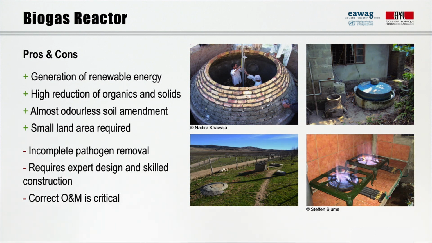This technology has the clear benefit that no energy is required for operation, but energy is actually produced. A high reduction of organic matter and particles can be achieved. The digestate is almost odorless and still contains all the nutrients, so it can be used as an excellent fertilizer. However, the agricultural application has to be done correctly and carefully, because the digestate may still contain some pathogens. This technology has many benefits, but its success depends on correct implementation by experts, proper operation, and regular maintenance.